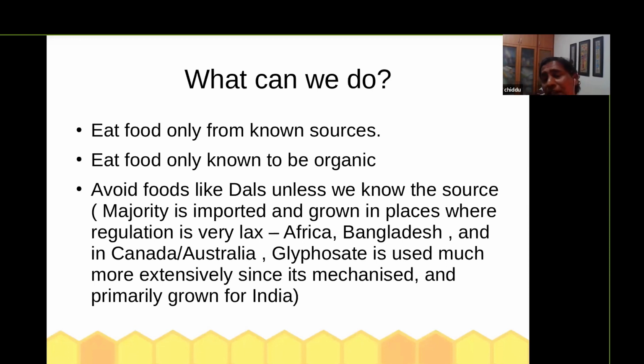If you can start somewhere, I would say dal, whether Bengal gram, tur dal, and all. Make sure you buy from known sources where it is grown. That's a good start, because dal seems to have a lot more glyphosate residues in it.